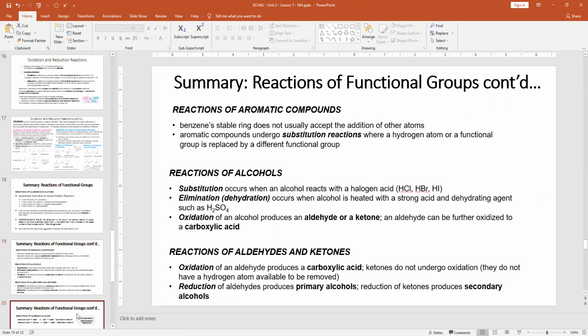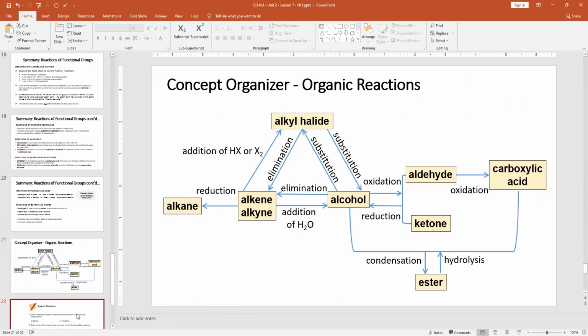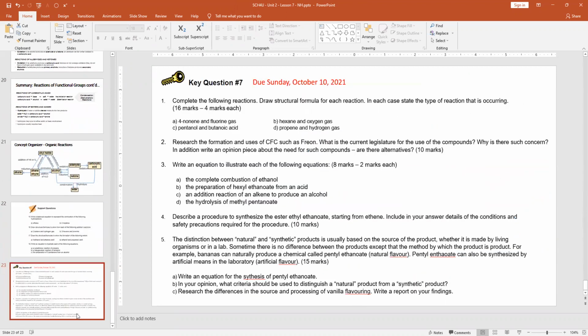And then I had some summary slides. And then finally, the key questions that are due this Sunday, together with key questions from lesson 6.